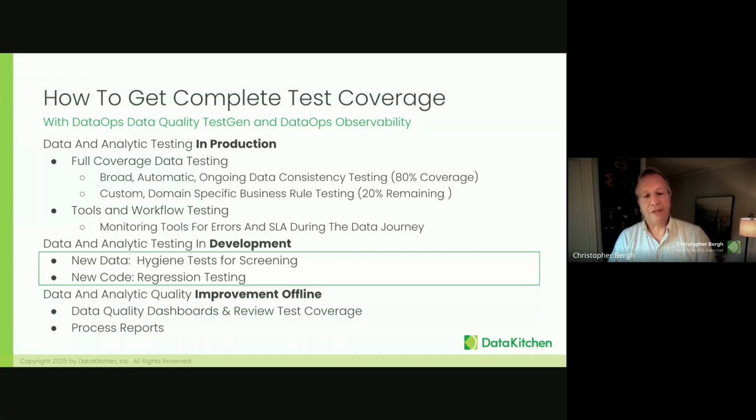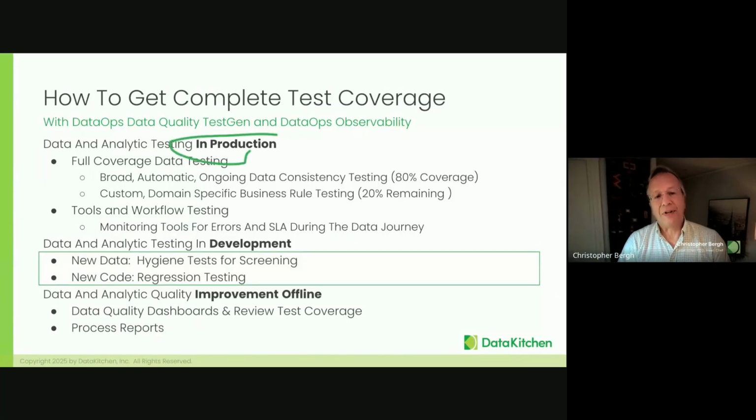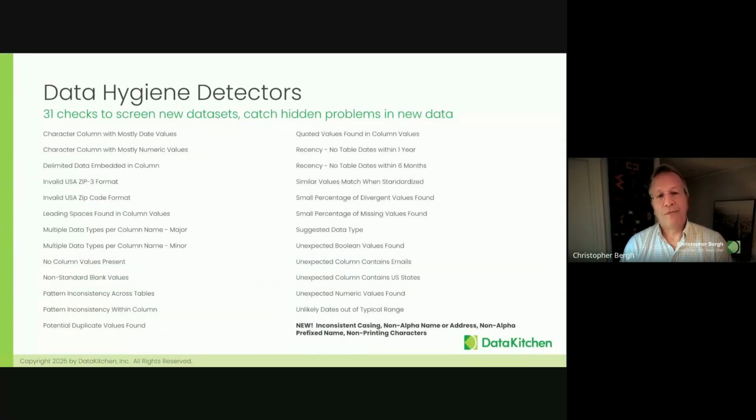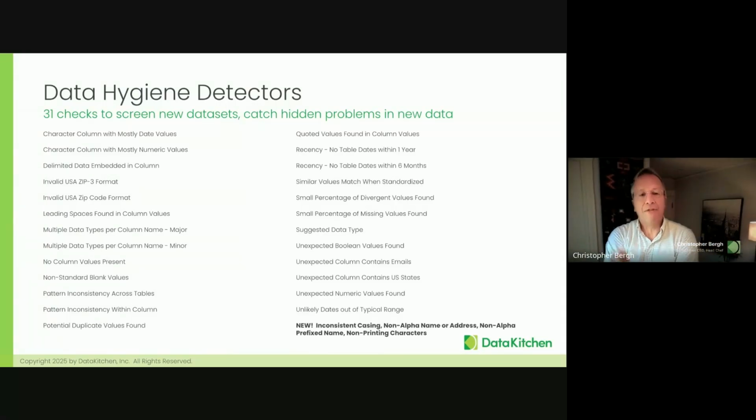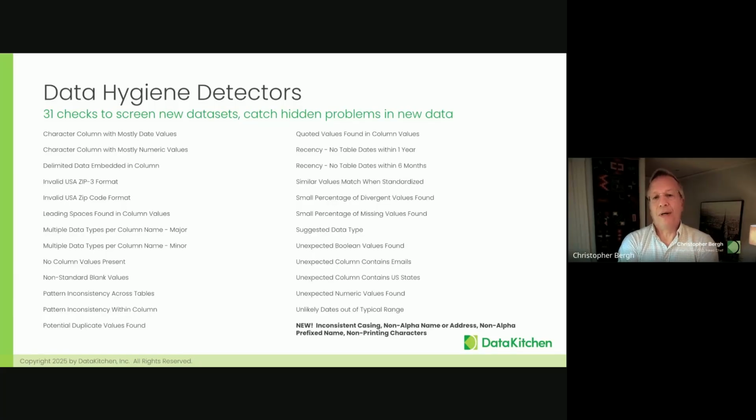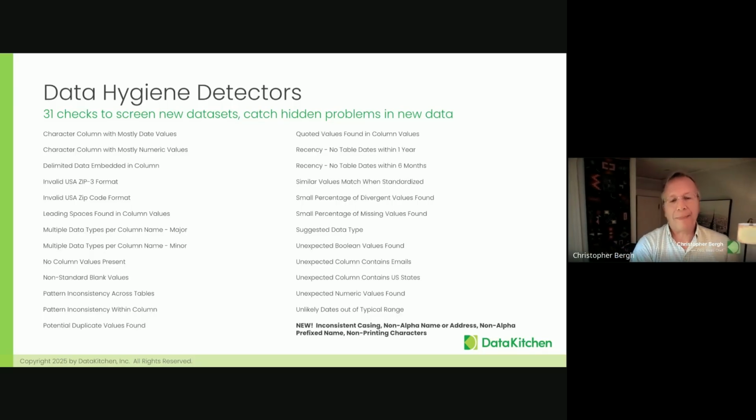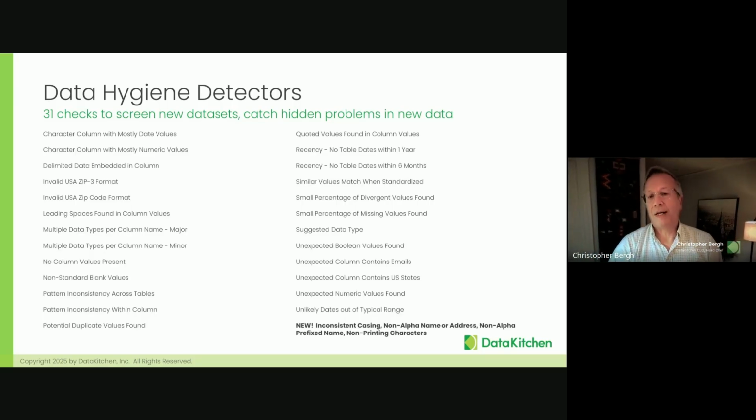Now, testing in development. Again, we're talking about testing in production, testing in development, and we're going to talk a little bit about offline in a second. One of the first things that you do in development is you get new data. And I want to find out if that new data is reasonable. So we have something called hygiene detectors. There are 31 checks. We've released 4 just yesterday, 4 new ones, to look at hidden problems in data. The new ones are non-printing characters, inconsistent casing, invalid zip codes. These are ways to look at the data and say, is that right? Is that wrong? Maybe you want to patch the data. Maybe you want to push back. Maybe you just want to let it go on.